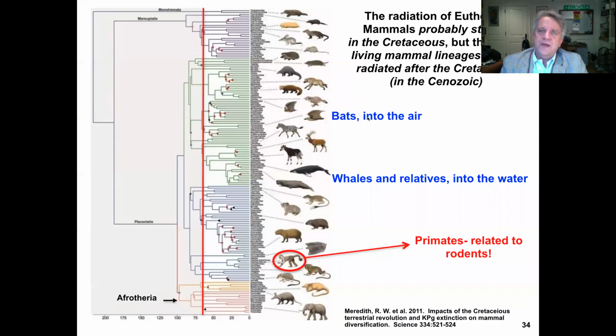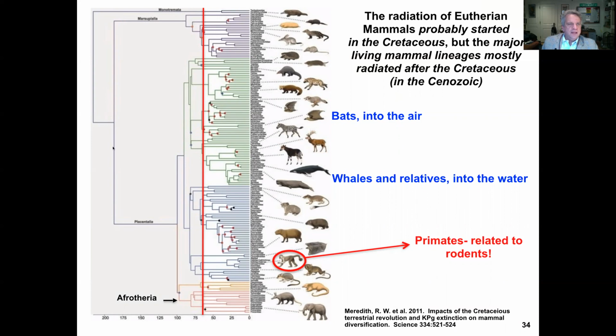Now, the radiation of placental mammals likely started in the Cretaceous. So what I'm showing you here is a molecular phylogeny of mammals that's time calibrated. So the divergence, say, of these two clades dates to about 60 million years or so, or a little bit after 66 million years, because this red line is at 66 million years.